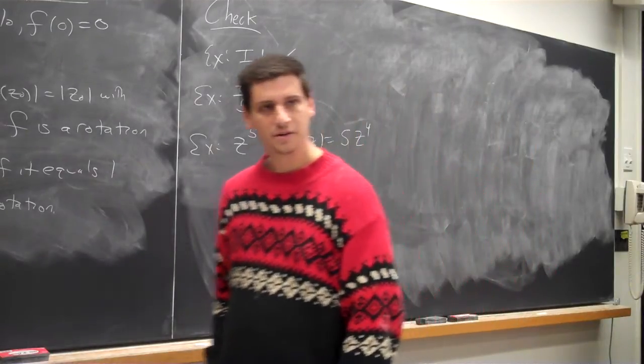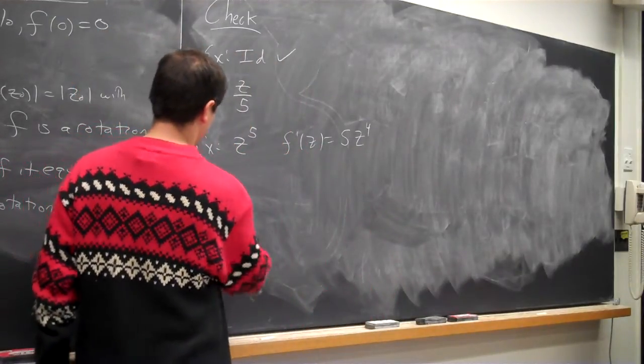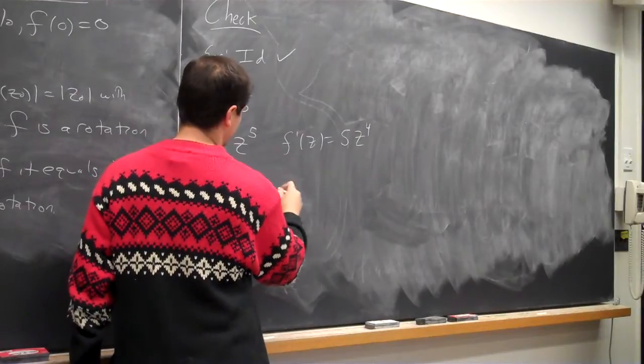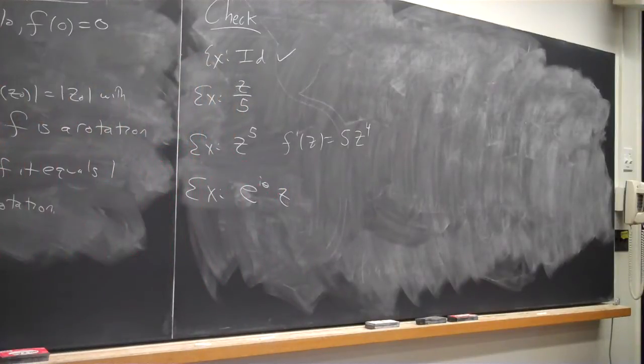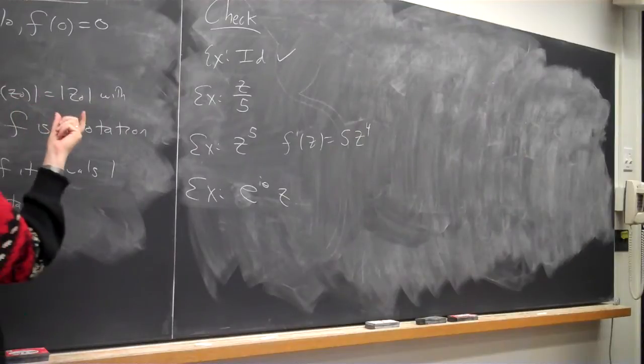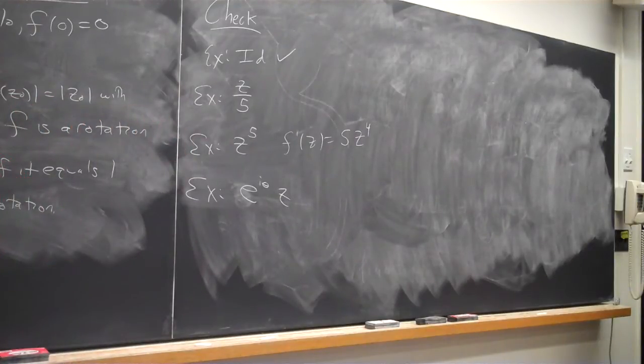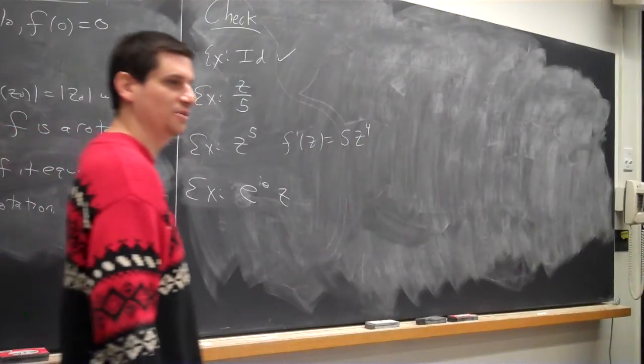C e to the i gamma. Sure. I'm going to write it this way: e to the i theta times z, which is a rotation. And so, good. In fact, we have lots of places where the absolute value of f of z naught is the absolute value of z naught, and f is a rotation. And the first derivative at 0 does equal 1 in absolute value, and it's a rotation. Good. So far, every case we've looked at, the Schwarz Lemma has held.